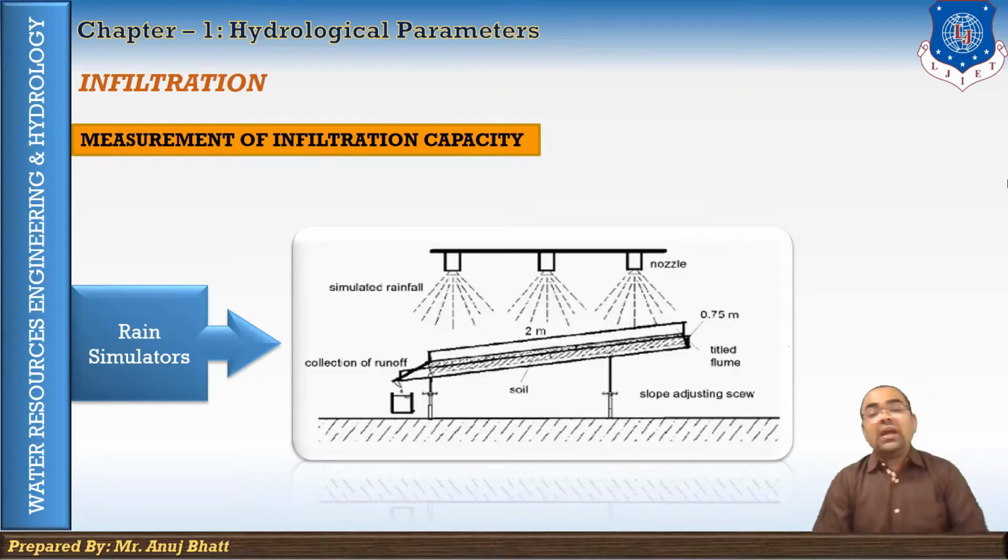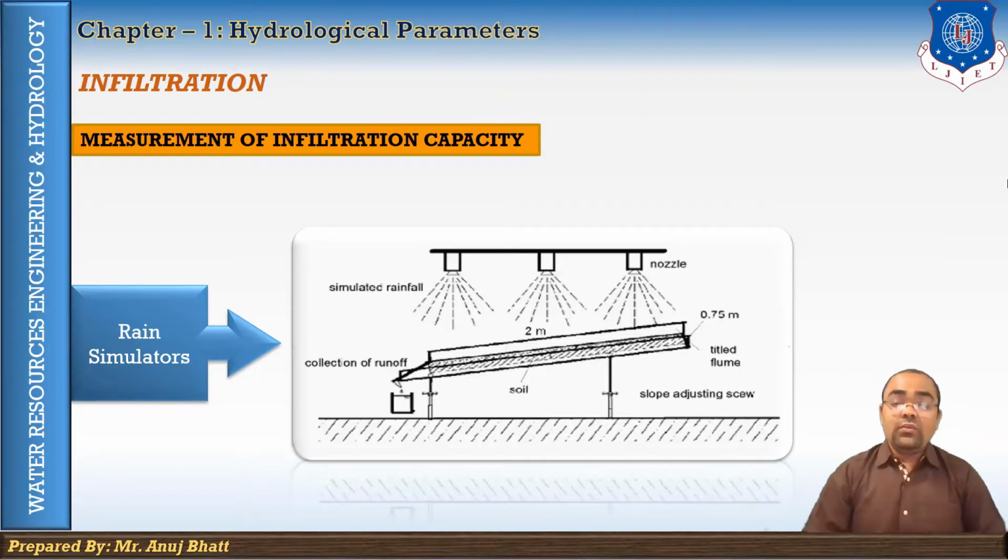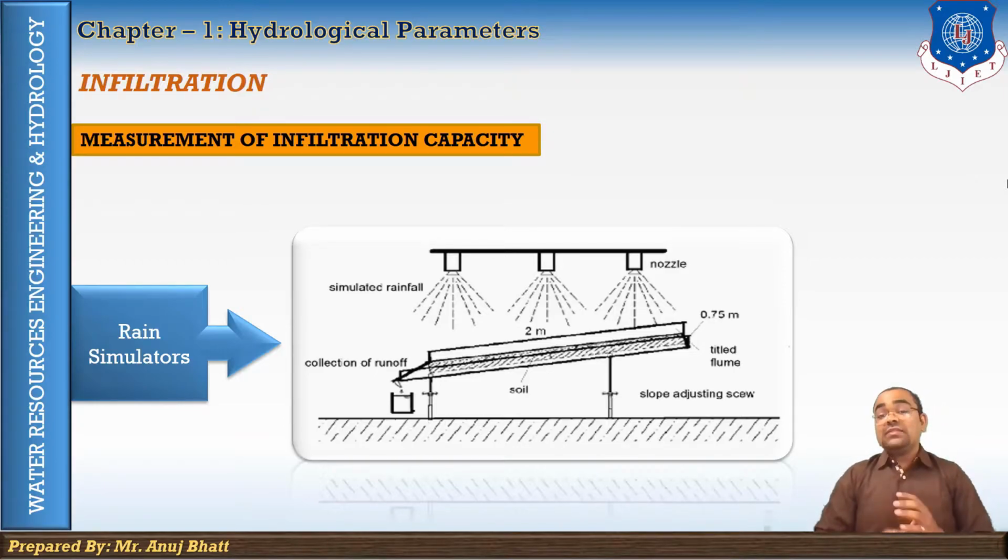Now, for applying the water, two rows of special type of nozzles are installed, one along each side. Here the specially designed nozzles produce raindrops falling from a height of 2 meter and are capable of producing various intensities of rainfall. Various intensities of rainfall can be simulated by changing the nozzle openings.